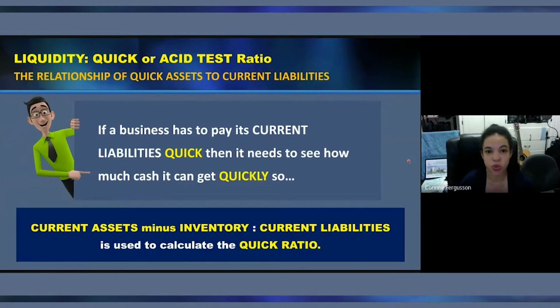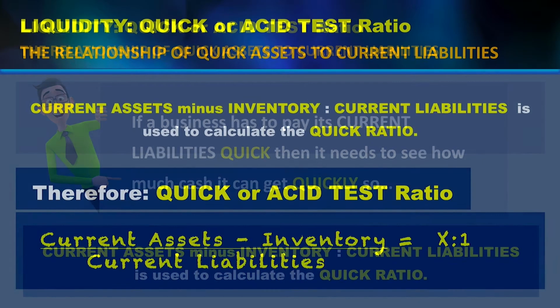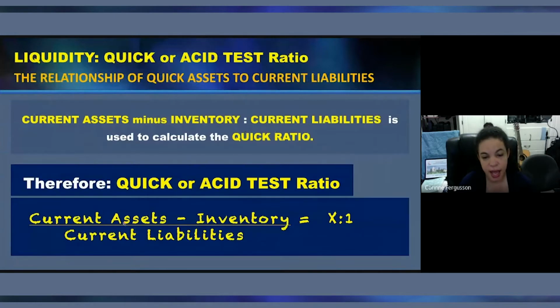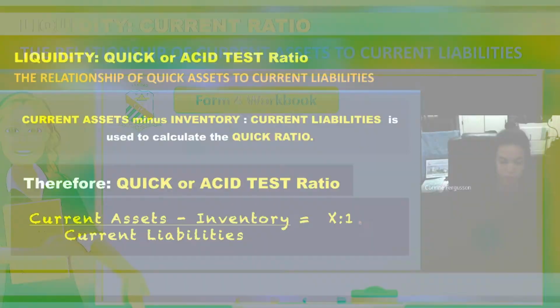So this ratio, which is your quick ratio, or acid test ratio, instead of current assets over current liabilities like the current ratio, you have current assets less the inventory, which is your least liquid asset, over current liabilities. And just like the current ratio, whatever answer you get, colon 1. So it will be quick assets to 1 liability.